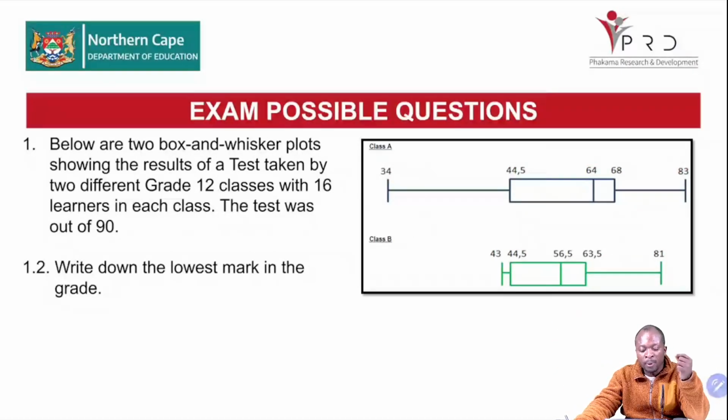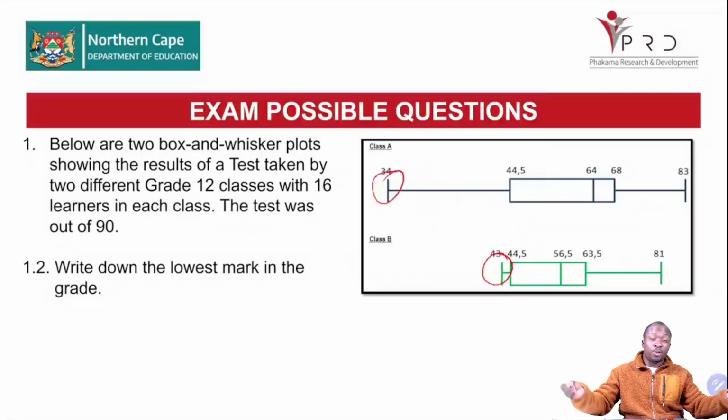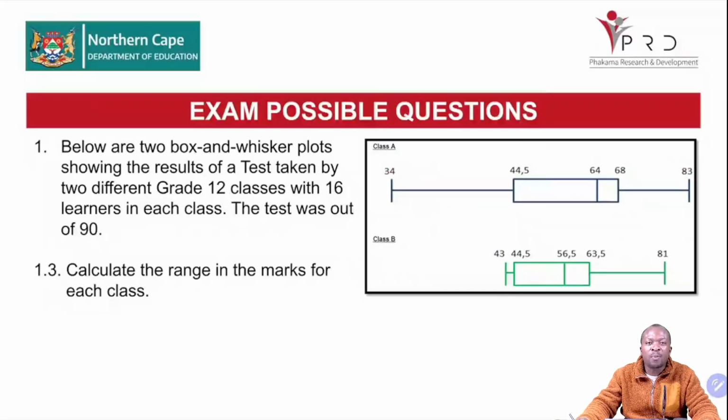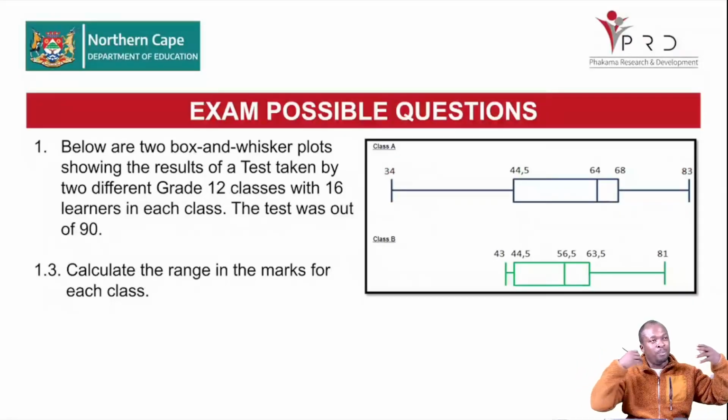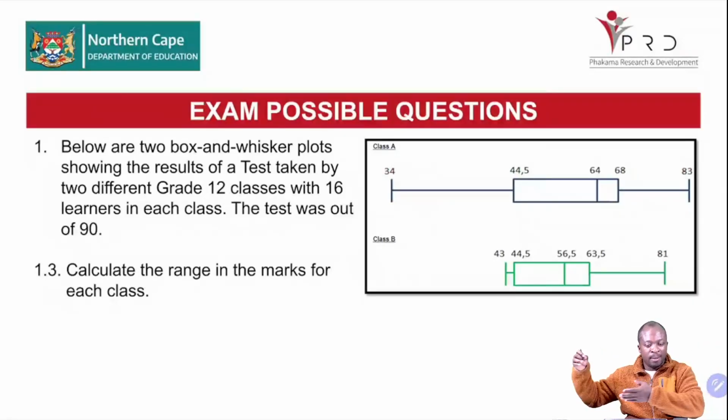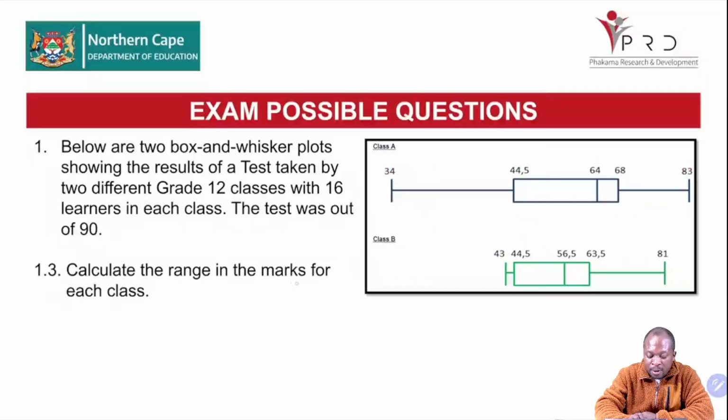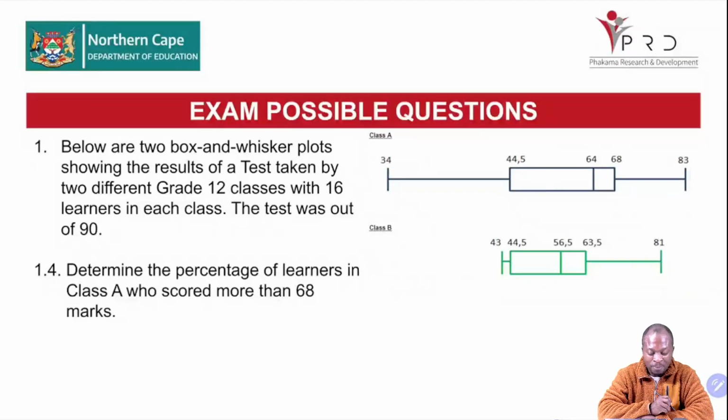1.2. Write down the lowest mark in the grade. We have two minimums. We have one minimum here, one minimum there. Which one of the two is the smallest? That's what the examiner wants you to write. Let's look at 1.3. Calculate the range. Remember, range is what? Biggest minus smallest. So calculate the range in marks for each class. I want to see how you're going to answer that one.